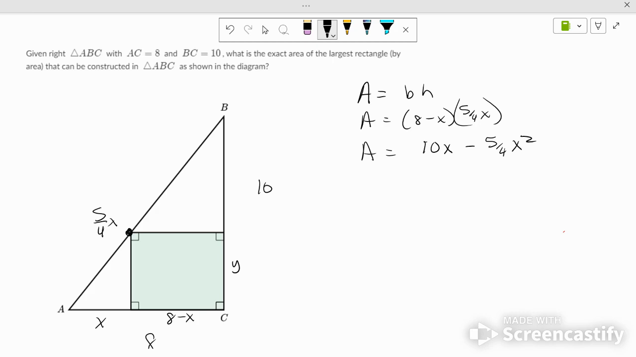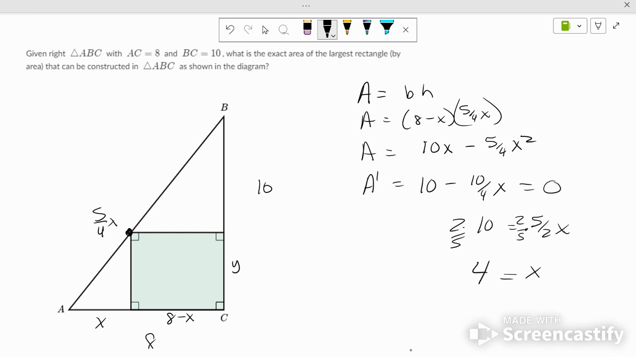So what's next? Now that I got the area function, to find the maximum or minimum area, I do the first derivative. 10 minus 10/4 x. Set equals 0. So 10 equals, and 10/4 is really 5/2. So move the 10/4 to the other side. Multiply by 2/5. X is equal to what? 2/5 of 10 is 4. So if this is 4, this is 5. So the largest rectangle area-wise would be 20.